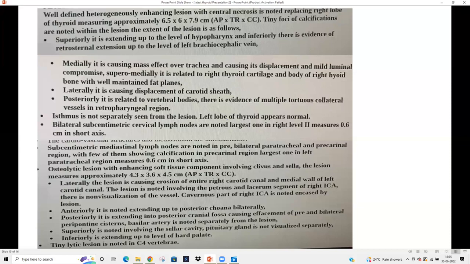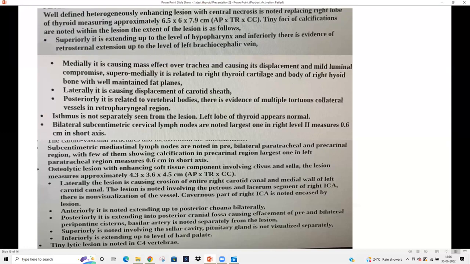So have you heard of an entity called insular carcinoma? Yes, sir. It is an aggressive variant of papillary carcinoma. Yeah, follicular. So let's say you would have done a core biopsy on this patient, and the core biopsy would have been reported as poorly differentiated malignancy. What would have been your differential diagnosis?